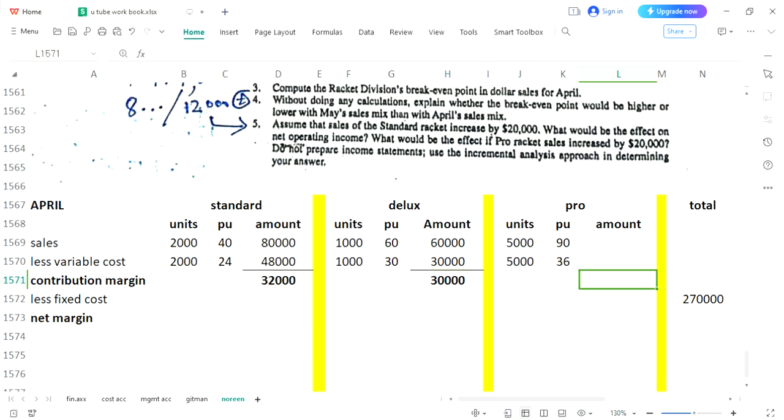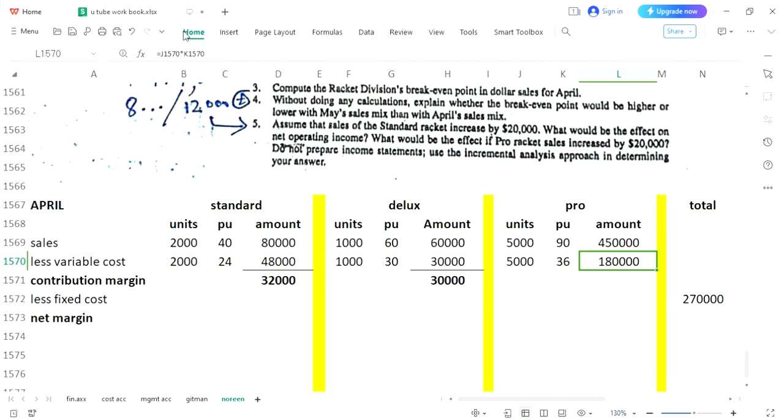In the similar way, we are now up to Pro, where we will calculate the amount, which is a product of units and per unit. Units of Pro 5000 and per unit sale price 90. Total sale price of Pro 4,50,000. Now we will calculate variable cost by multiplying units 5000 and per unit 36. Variable cost is mentioned over here. In this way, we have calculated variable cost.